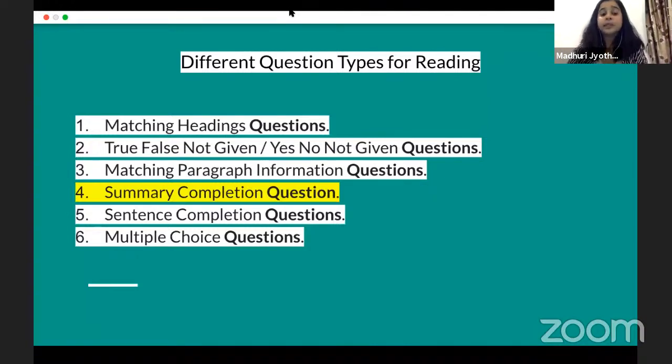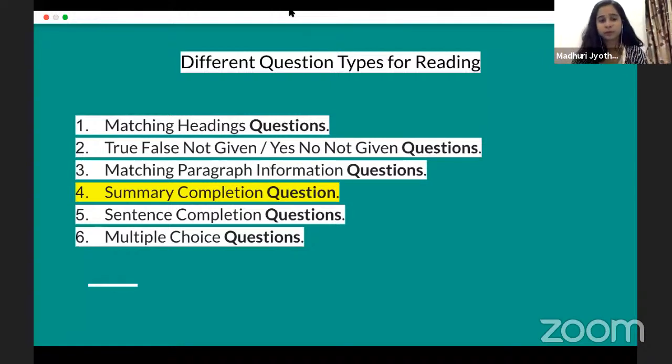Another type of question is a summary completion question. There are two types of summary completion question: one with prompted answers and another without prompted answers. Summary completion is nothing but fill in the blanks, but in a paragraph. So you have to read the passage and find your answers. Again, remember this, for reading, skimming, scanning, and reading for details is very important for any type of question. The way we use them might change slightly depending on the question type, but all these three factors are very important.